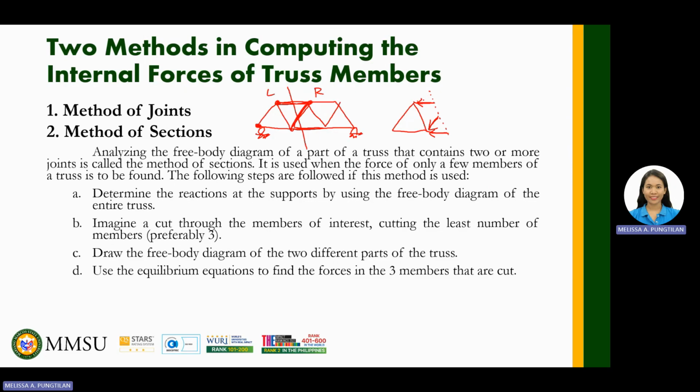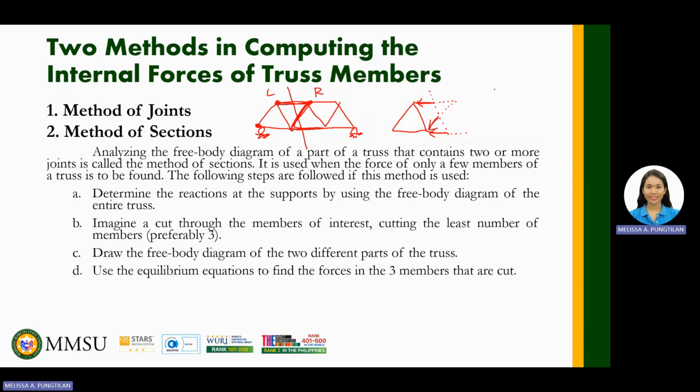So this is the left portion. We place the joints, and we no longer care about the right portion if we choose the left. But if we choose the right, of course, we draw the right portion and reflect the internal forces on the cutting lines. It's either left or right, you will still get the same answer, whichever portion you consider. And then after that, use the equilibrium equations to find the forces in the 3 members that are cut.